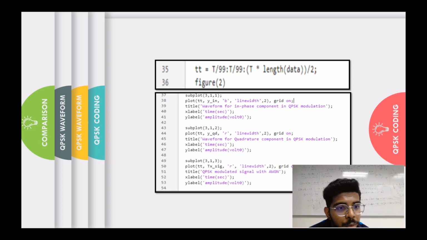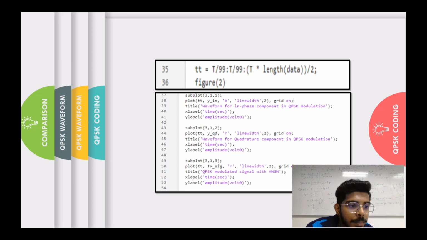Now line number 37 to 41. This block creates a subplot in position 1 out of 3 and plots the in-phase component Y-in of the QPSK modulation against time. It sets the title and labels for the interpretation. Now line number 49 to 53. In the last subplot, 3 out of 3, it plots the QPSK modulated signal with the added AWGN, TX SIG. This visualizes how the signal appears after modulation and how noise affects it.